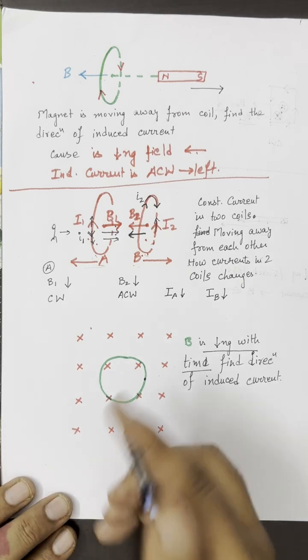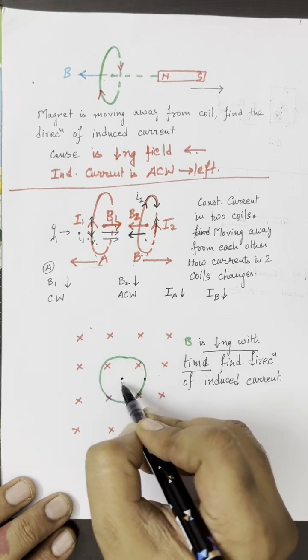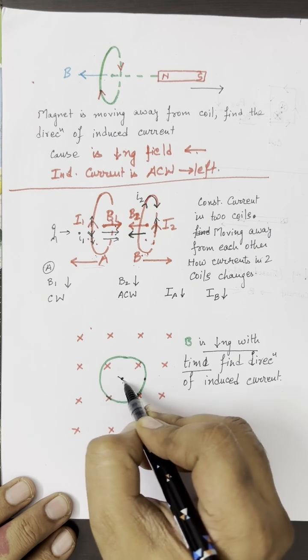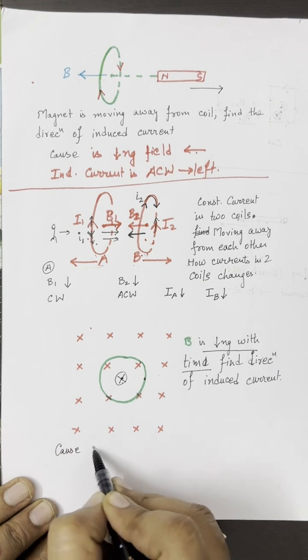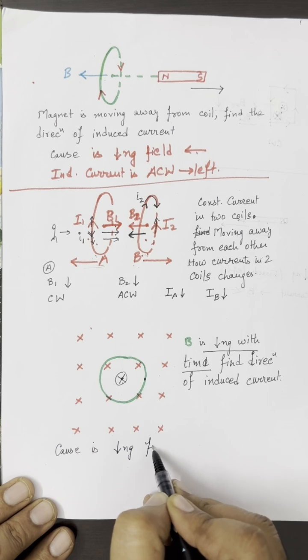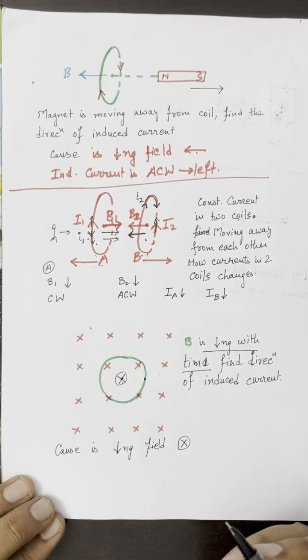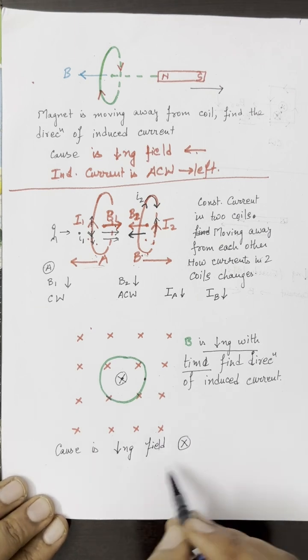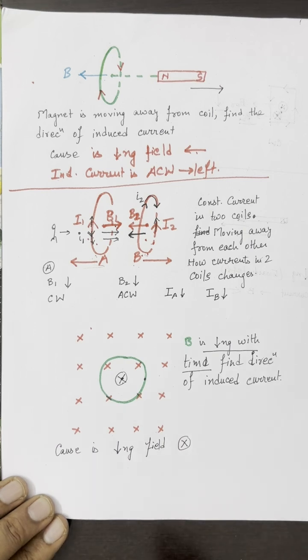So what is the concept? Here this loop is enclosing a magnetic field which is into the paper and decreasing. So the cause is a decreasing field into the board. The induced current has to oppose the cause. The cause is a decreasing field, so the induced current has to try to increase it, to oppose this variation.